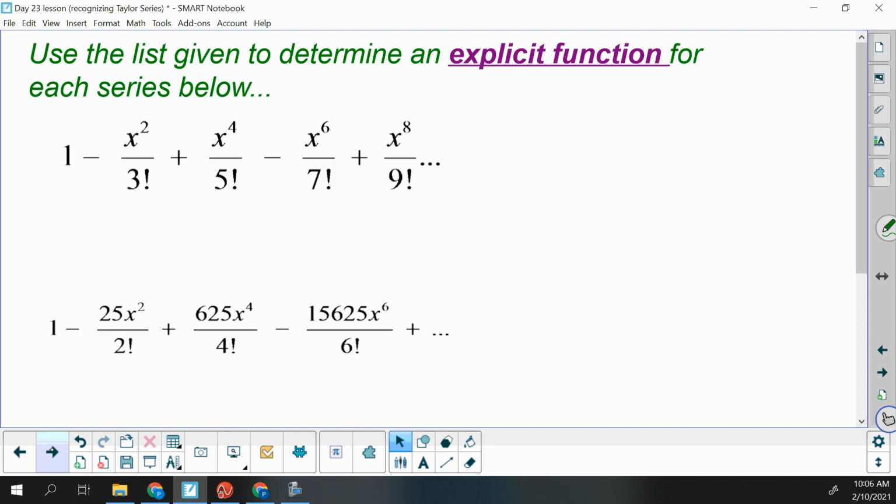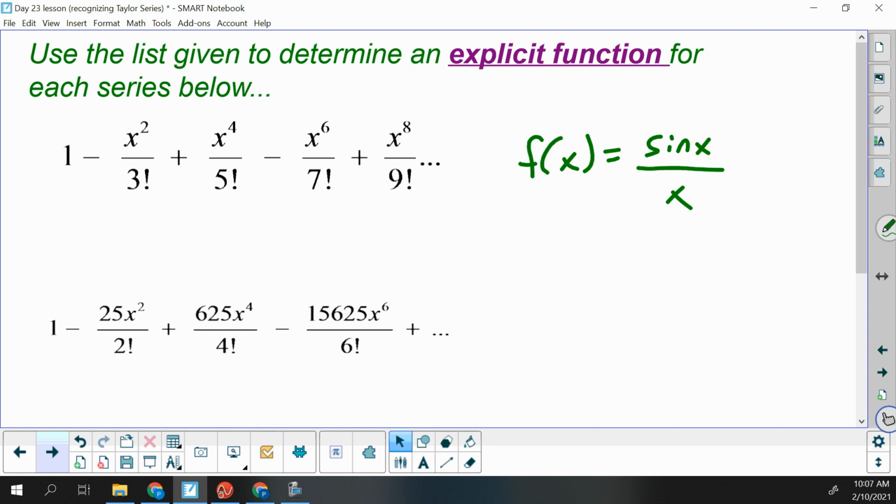Going down to the bottom, you want to recognize that you have odd factorials and your alternating signs. So we would probably think sine there, but notice the powers don't match the factorials. The powers are all 1 less. So this would be a sine x, but because the powers are all 1 less, we must have divided by x.